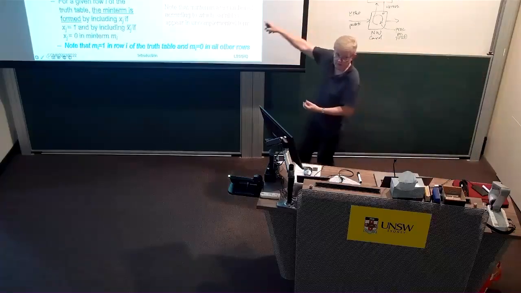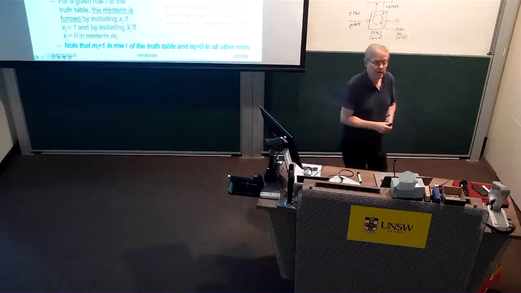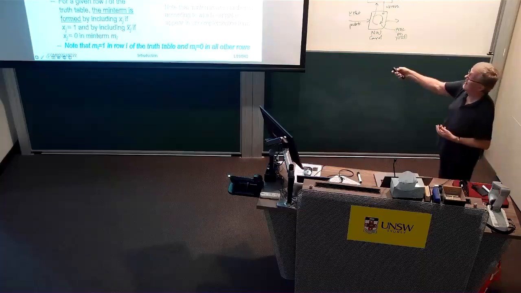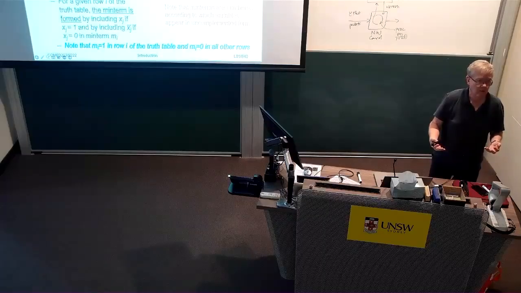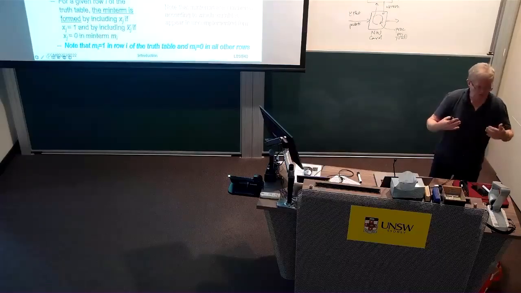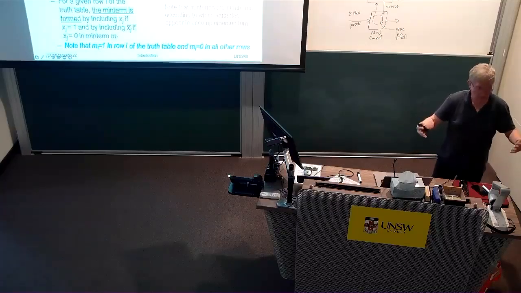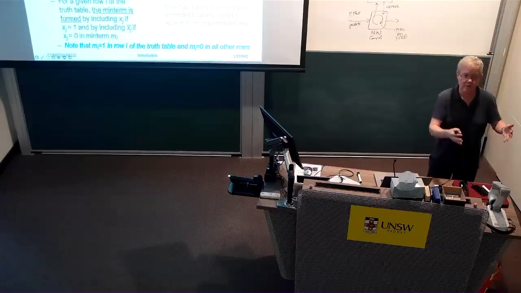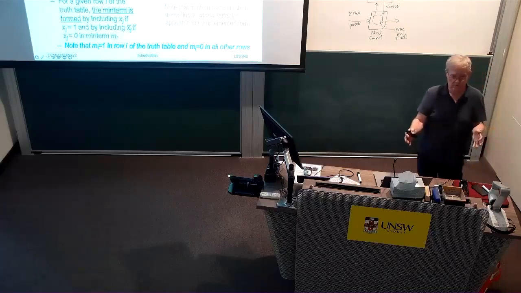However, on any other row, at least one of those variables is 1. And if I complement that variable in this minterm, it's going to be 0, and therefore that product is going to be 0 overall. So that product, not x1 and not x2 and not x3, is only going to be 1 in the very first row of this truth table and 0 in every other row.